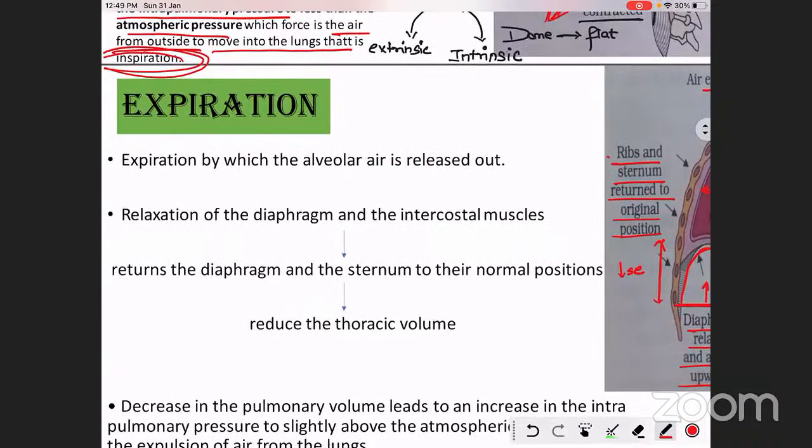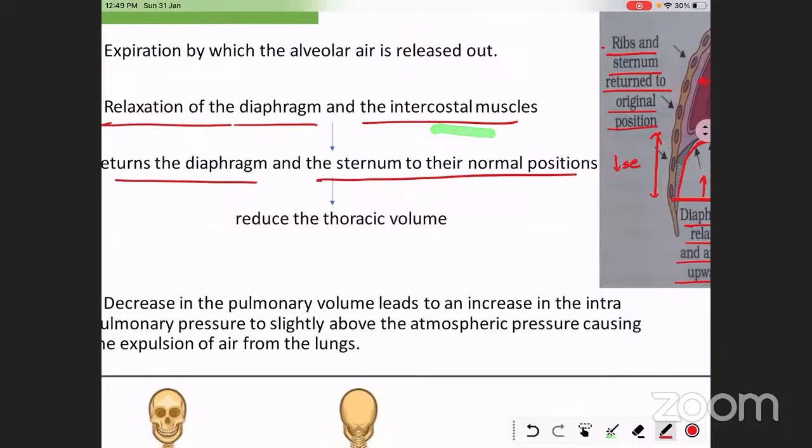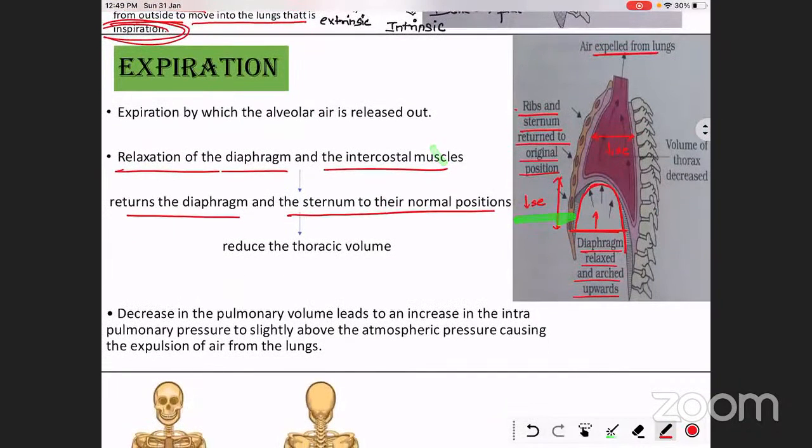We are going to talk about the relaxation of the diaphragm and the intercostal muscles. We have already talked about them. So ultimately what is happening? The diaphragm is returning to its original position, and the sternum and ribs are also coming back to their normal position.